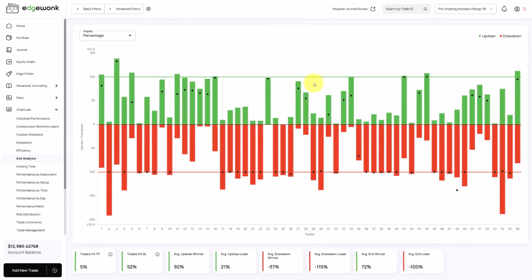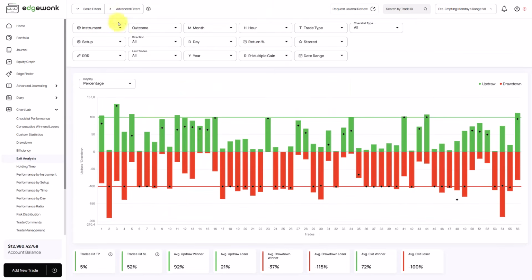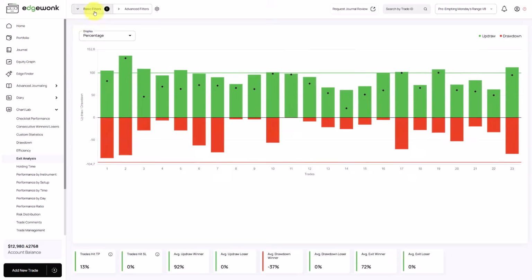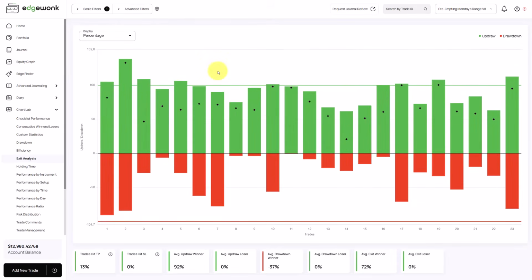So at first, there's a lot going on here. What we often recommend to get a clearer picture is to go to the basic filters. We can first select under outcome the winner, so we're only looking at the winning trades. What we can see pretty clearly is that the black marker is the exit of the trade, and the green part is how far the price has moved in his favor.